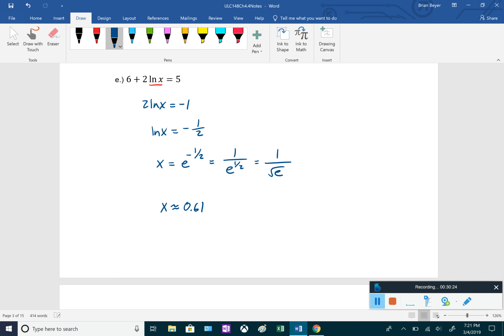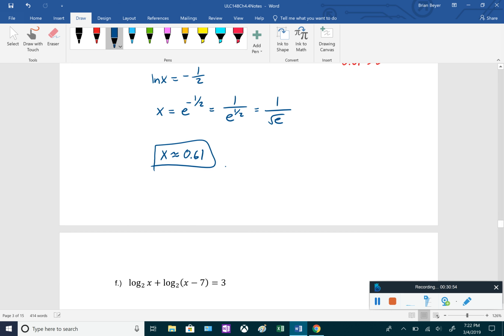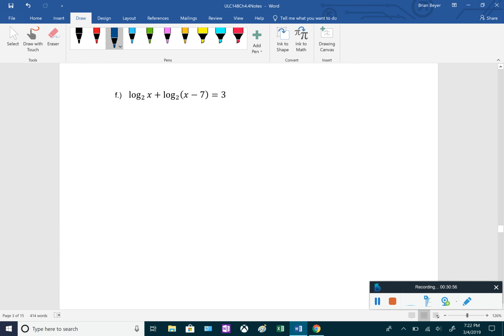Hopefully we knew that was positive, because 1 over the square root of a positive number is always going to be positive. So now we have to make sure that the input here, which is the x, is positive. So that just happens to be our answer here. Our x is 0.61, which is obviously positive, so we're good. So we didn't have to omit any answers yet, but it is coming. So let's do 2 more of these, and then we'll get into the last thing.